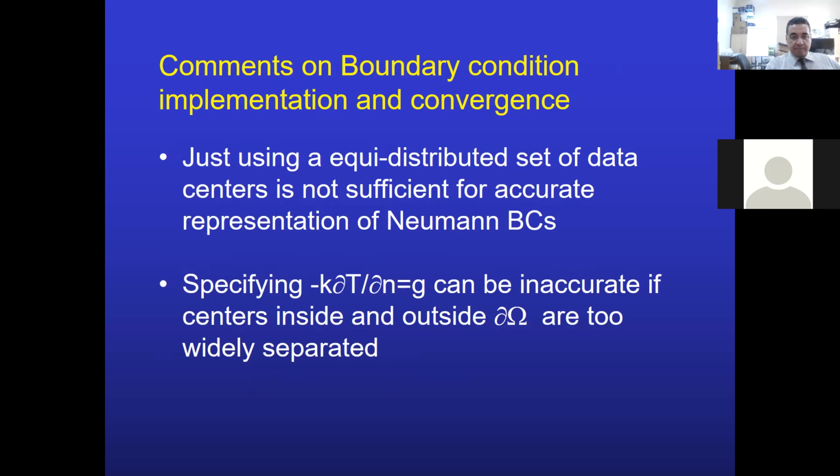So using an equidistributed set of data centers is efficient and accurate for Neumann boundary conditions. Now, if you specify, say, the temperature gradient on the boundary, it can be accurate if the centers are both inside and outside, even though they're widely separated. So this is how you can worry about getting good Neumann boundary conditions. Okay, next.